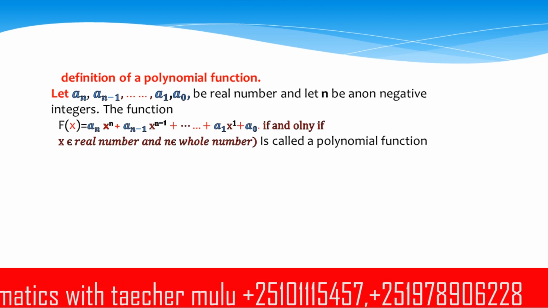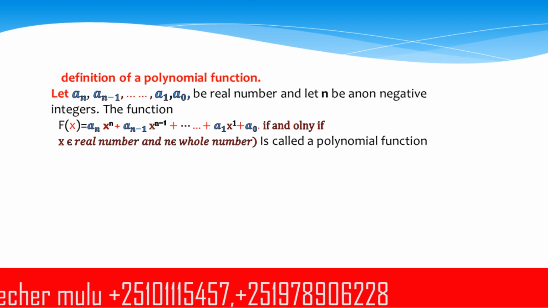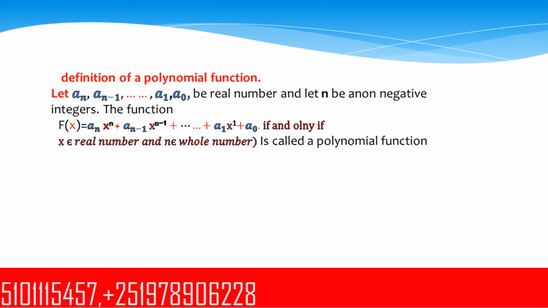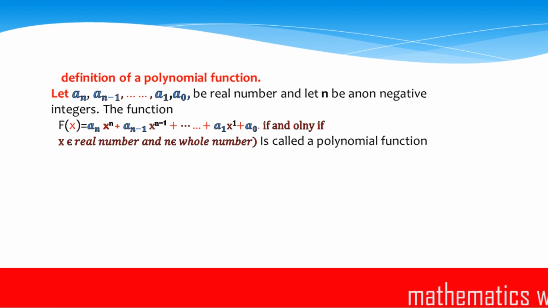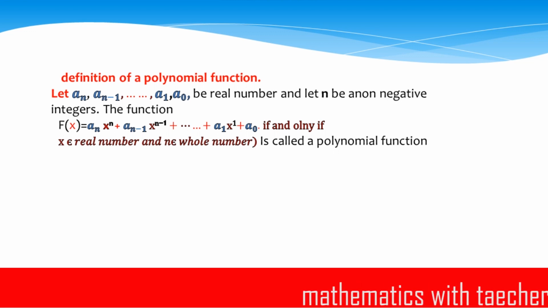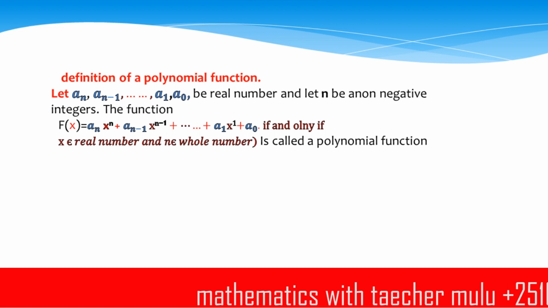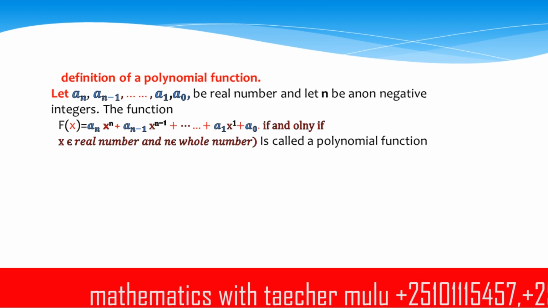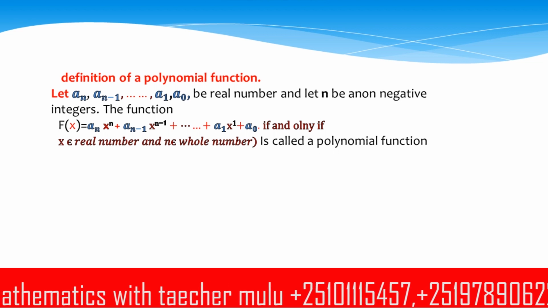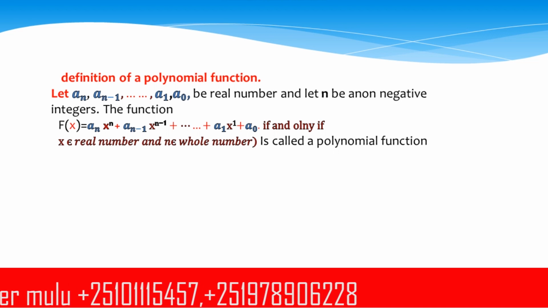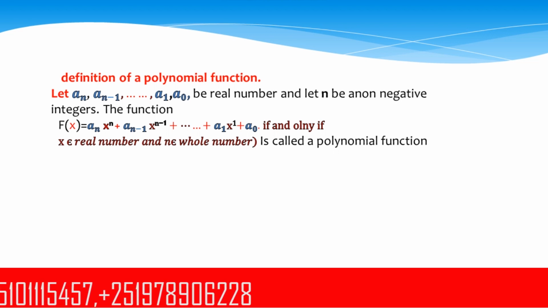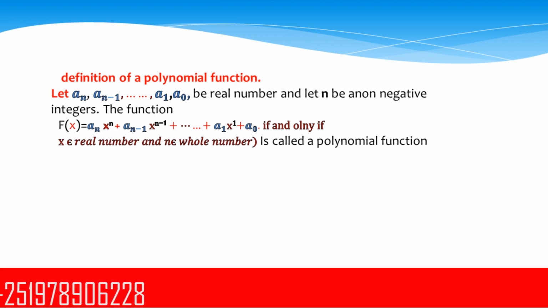So, as I told you at the beginning of this tutorial, first let me give you the definition of a polynomial function before I proceed to answer the question. Let a_n, a_(n-1), ..., a_1, a_0 be elements of the real numbers, and let n be a non-negative integer. In other words, n represents a whole number. Then the function f(x) = a_n x^n + a_(n-1) x^(n-1) + ... + a_1 x^1 + a_0 is a polynomial function, where x must be an element of the real numbers and n must be a whole number, a non-negative integer.